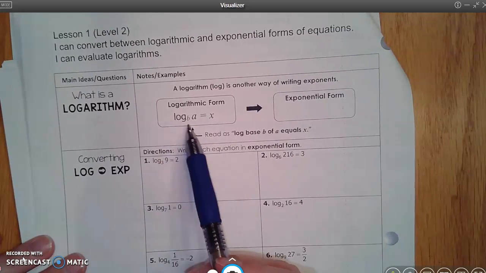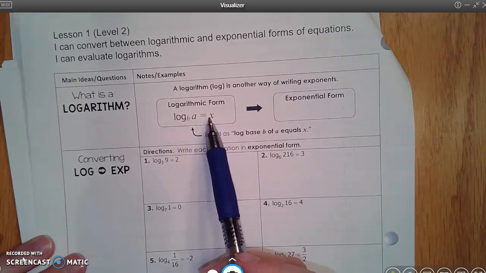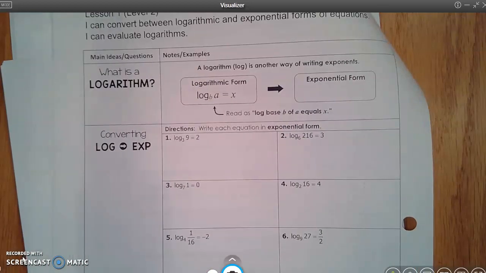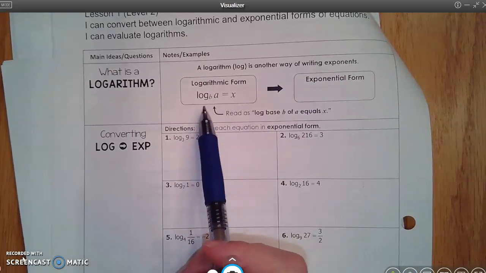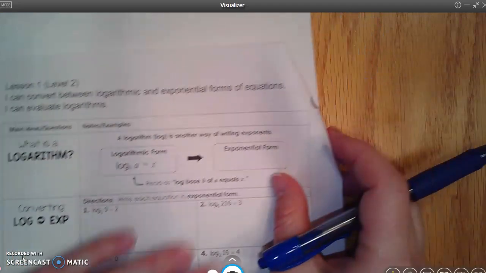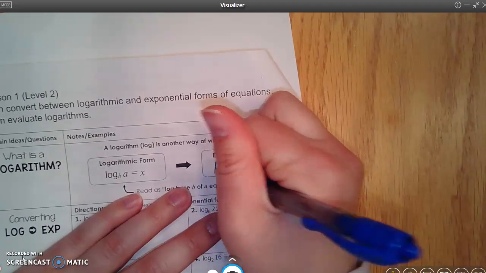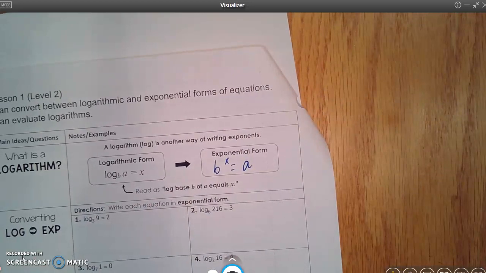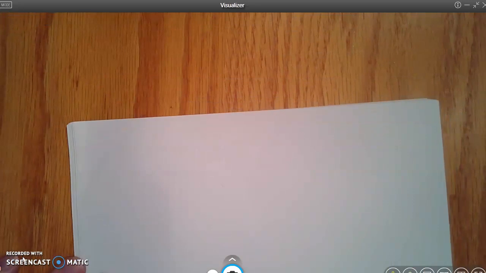So what they get is log base B of A is equal to X. This is called logarithmic form. It has a log. Exponential form means that there will be no log. So this one will be rewritten as B to the X is equal to A. We're just going to practice rewriting these, so I'm going to do it on a separate sheet of paper.